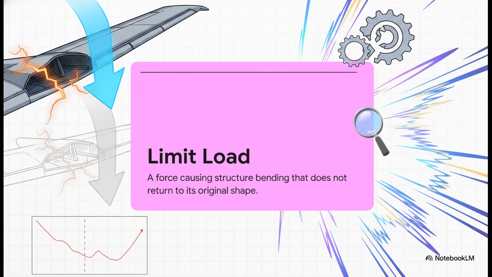The wings might look a little warped when you finally get back on the tarmac, and trust me, your mechanic is going to have a very bad day inspecting it. But here's the key takeaway. At the limit load, the airframe hasn't completely broken apart yet. It bent, sure, but it brought you home.